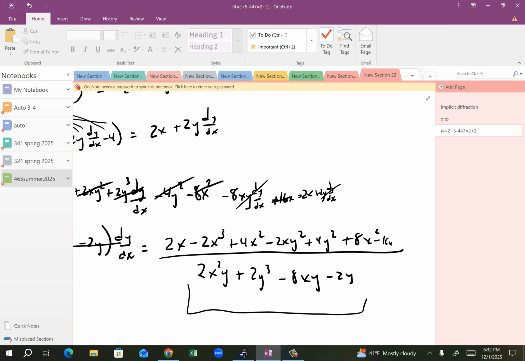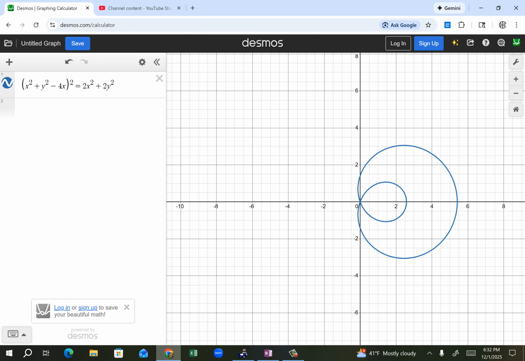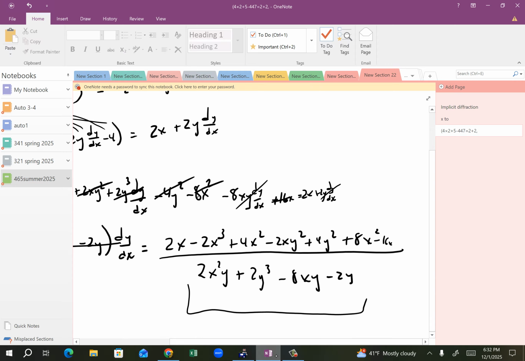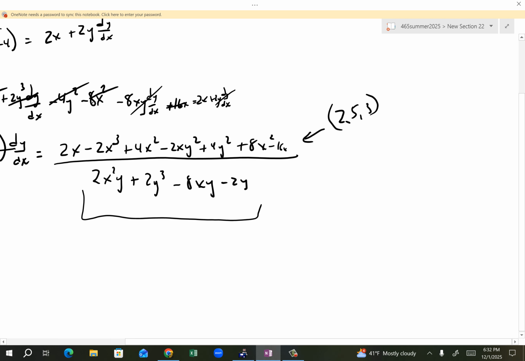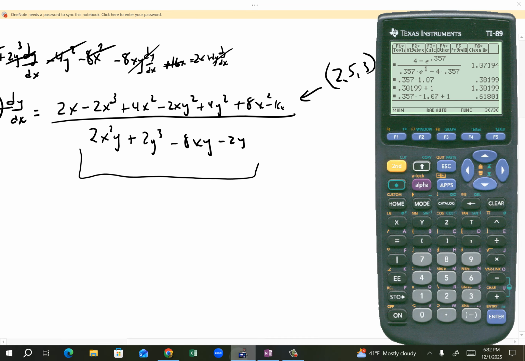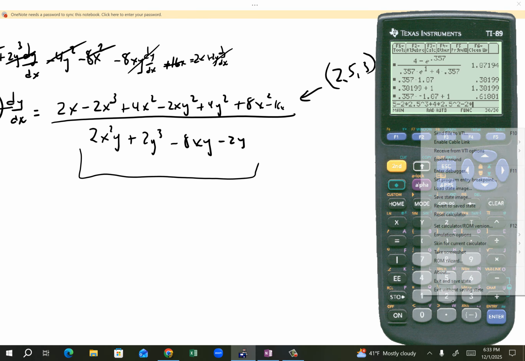If you wanted to find out where it equaled 0 slopes, that'd be on the top and the bottom. It'd be roughly 2.5 comma 3. And so I suggest to you that if you plugged 2.5 comma 3 into the numerator, you get pretty darn close to 0. Let's see if that's true. 2 times 2.5 is 5. Minus 2 times 2.5 cubed. Right on. Plus 4 times 2.5 squared. Minus 2 times 2.5.